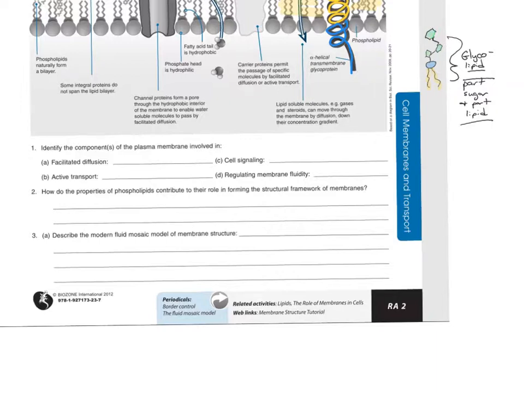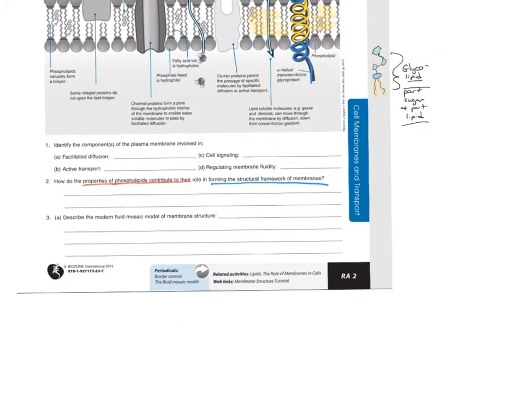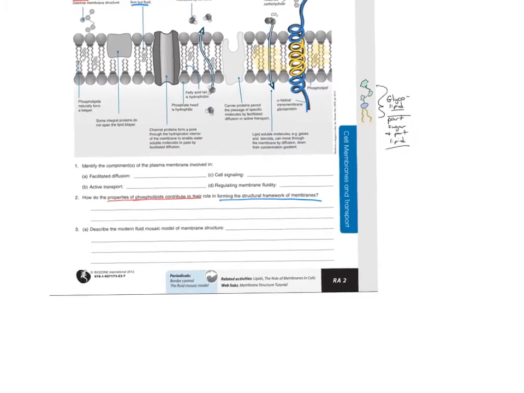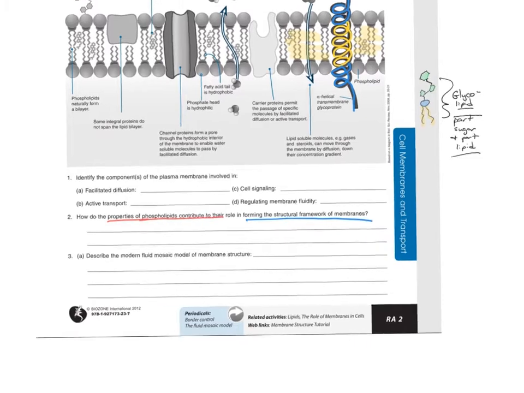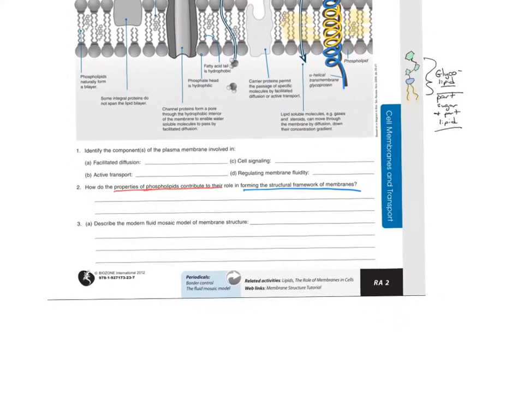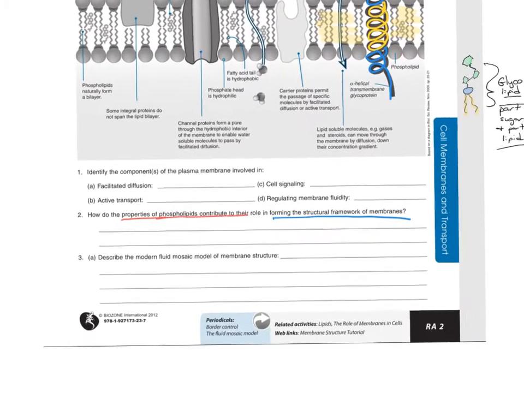Let me reiterate. It says, how do the properties of phospholipids contribute to their forming the structural framework of membranes? Is it because in some parts it allows water to travel through, in other parts it doesn't? How are the properties of phospholipids, what is the property of phospholipids that we're concerned with?